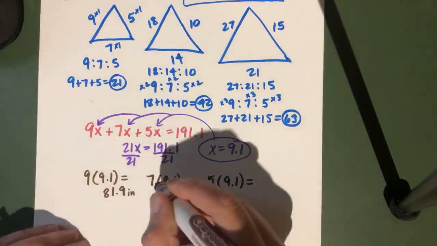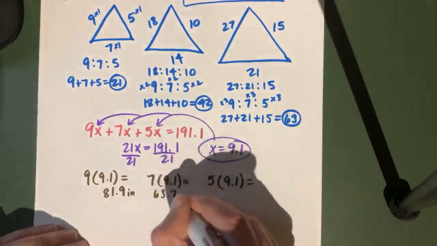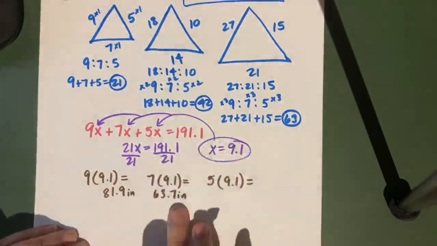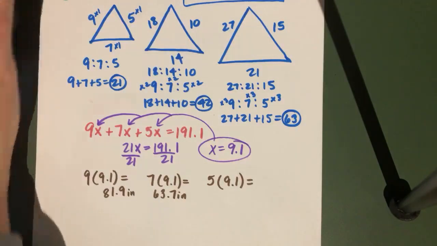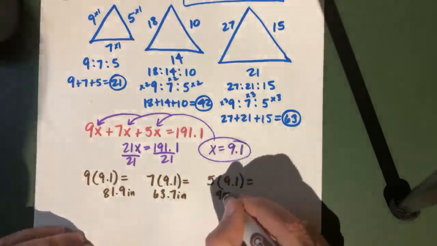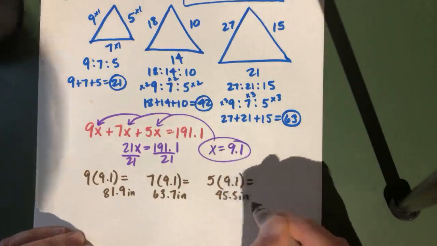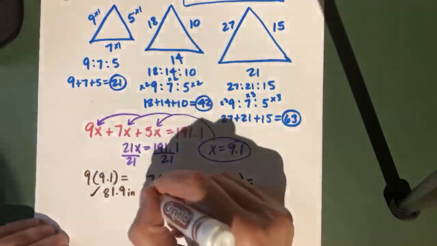7 times 9.1 is 63.7 inches. That's the second side. And 5 times 9.1 will give you the length of the third side, which is 45.5 inches. So these are your three answers.